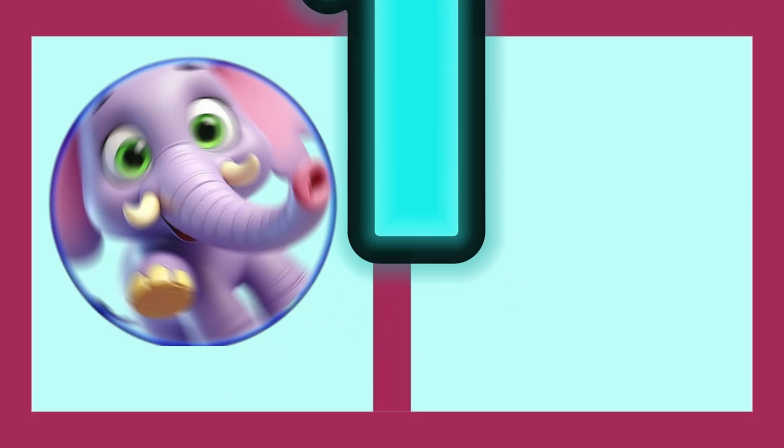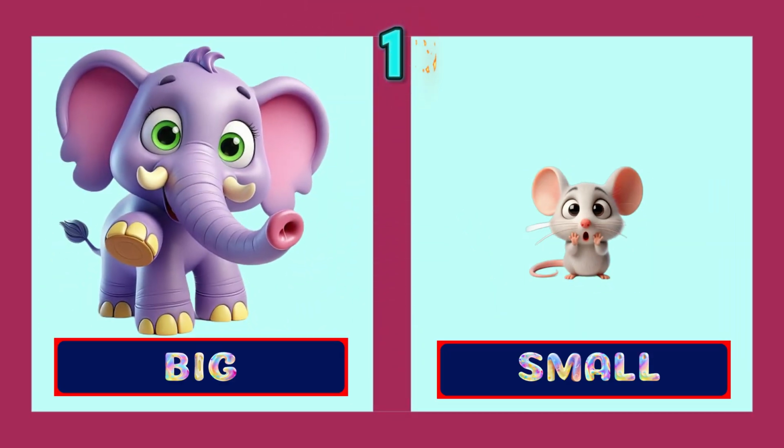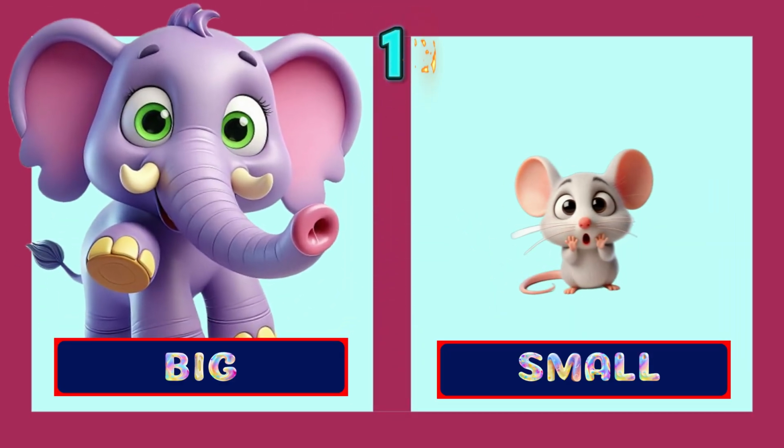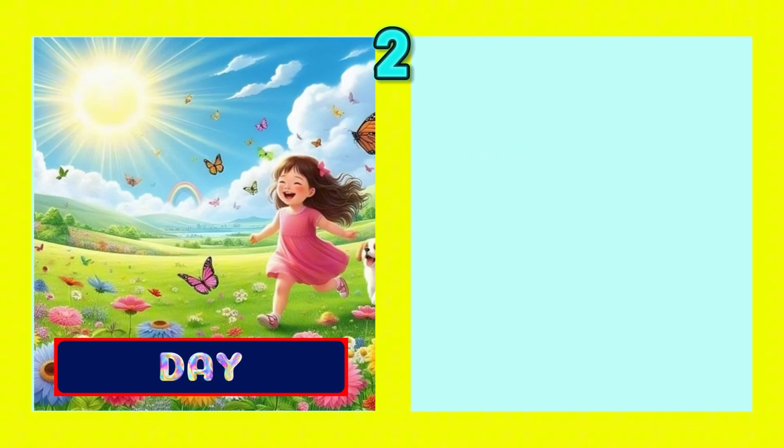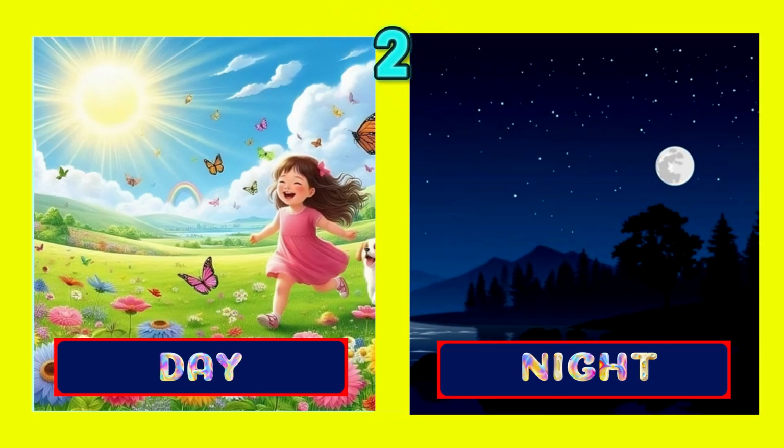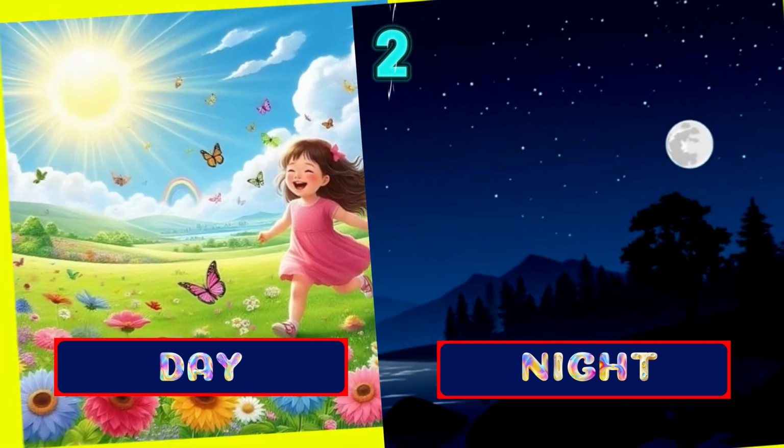Let's learn opposite words. Elephant is big. Rat is small. Big. Small. This is day. This is night. Day. Night.